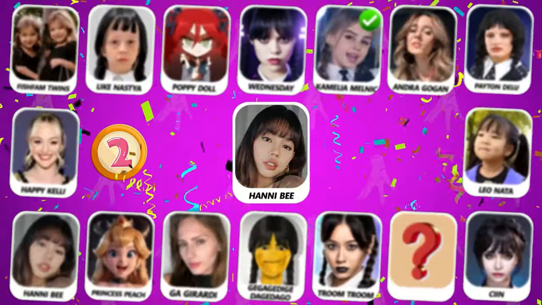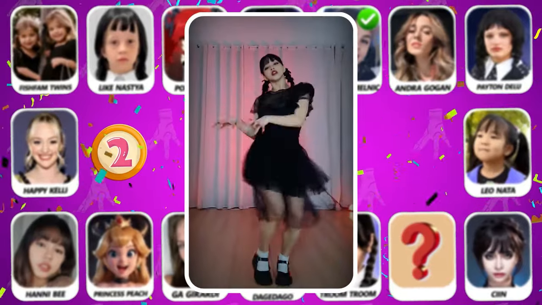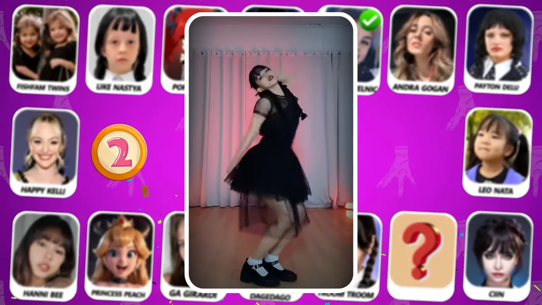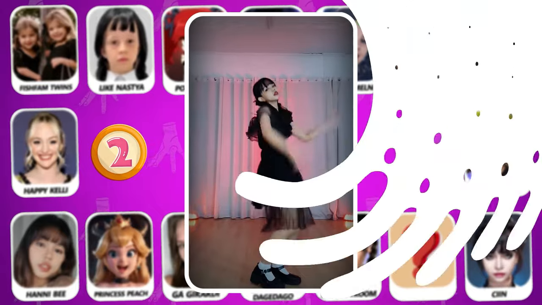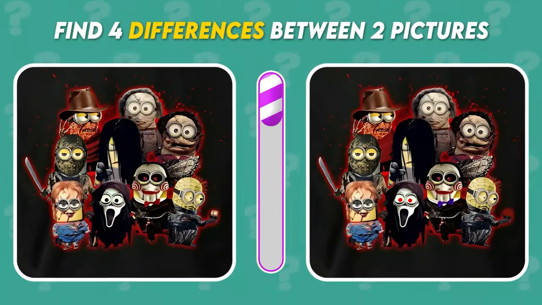Wow! Yes! This is Hanny Bee. Wonderful! Can you find the 4 differences between these 2 pictures?